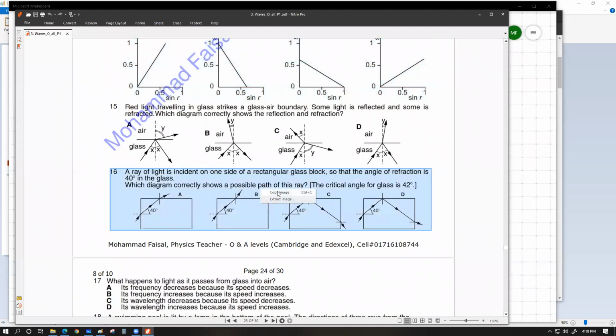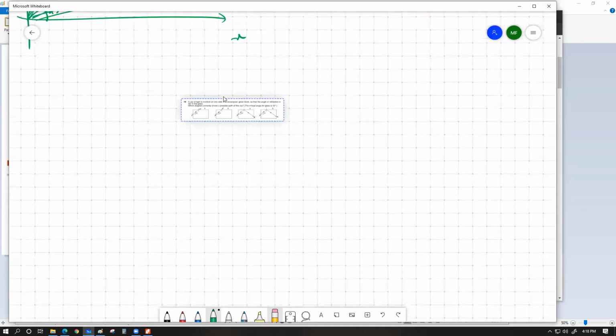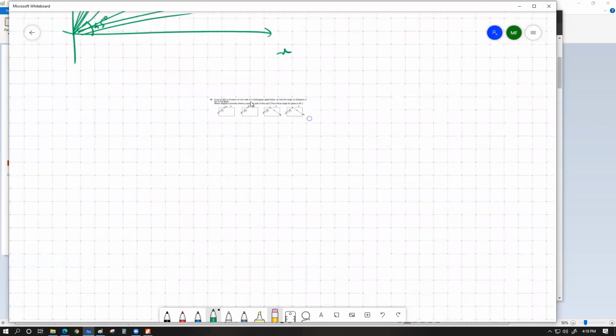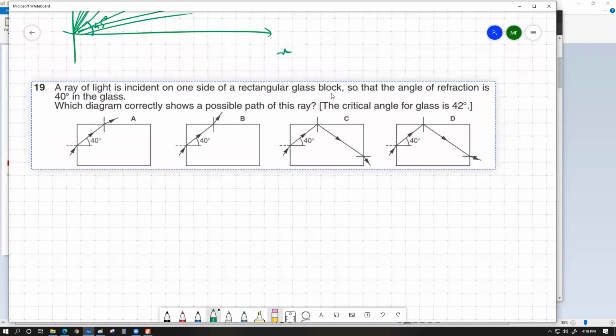Number 16. It's a good question. I want all of you to try this. You have your paper, you can look over there, or I'm putting it in a Zoom fashion. You can also try it from here and try this.